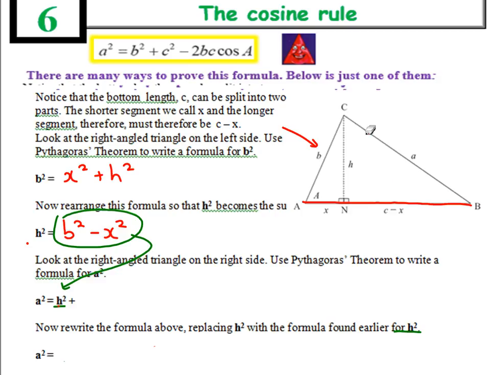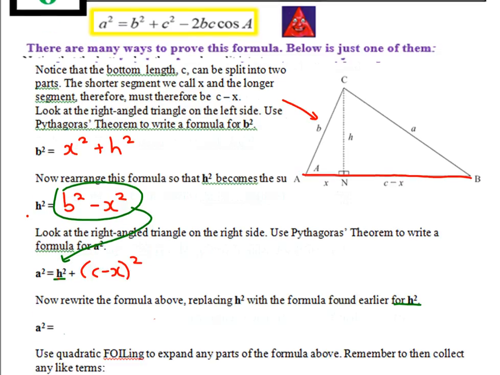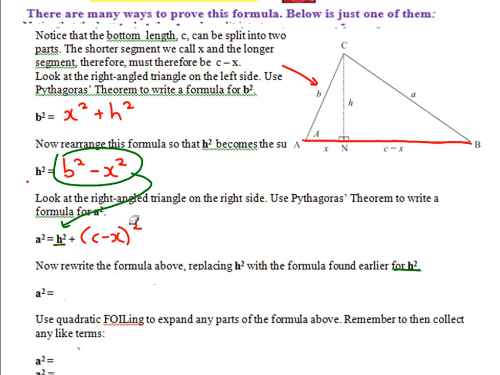Look at the right angle triangle on the right side. Use Pythagoras' theorem again to write a formula for a squared. The hypotenuse of this one is a. So of course it's going to be the sum of the squares of the legs again: h squared plus c minus x, all in brackets, squared. So a squared equals h squared, which we've already got, plus the other leg squared. And don't forget you need to write c minus x in brackets, squared, because if you don't have brackets, then only the x is squared and not the c.